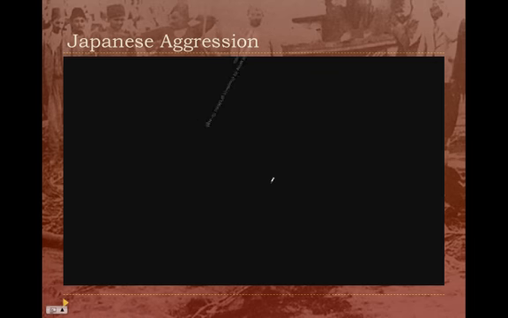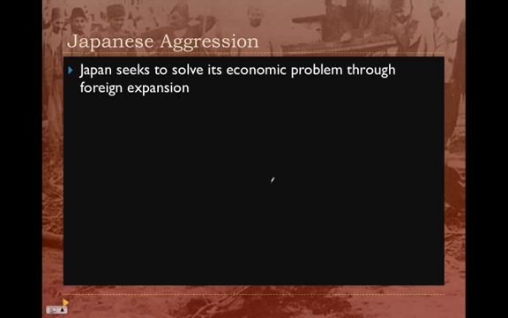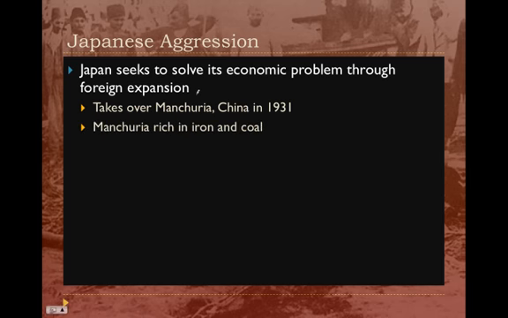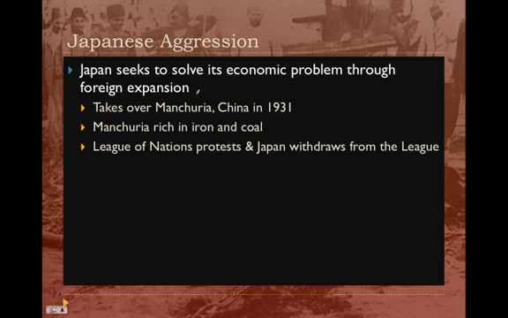Japanese aggression. Japan seeks to solve its problem through foreign expansion. They go into mainland northern China in 1931. What are they after? They're after iron and coal. And what are they going to do with iron and coal? Build stuff, make weapons. Important theme here, League of Nations says, excuse me, guys, could you please not do that? And Japan says, if you're going to tell us what to do, I quit.